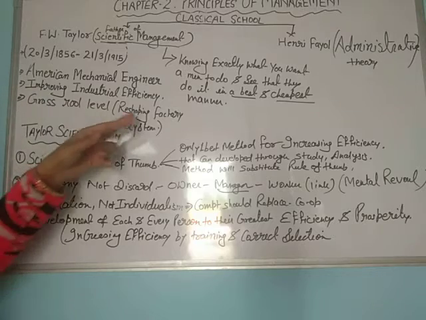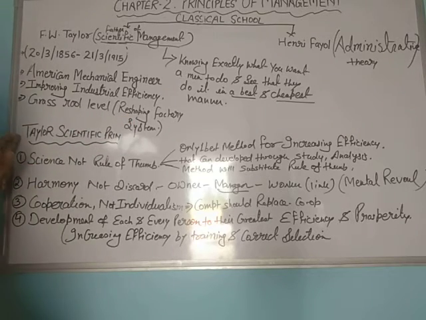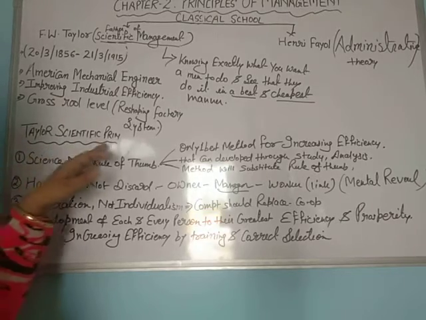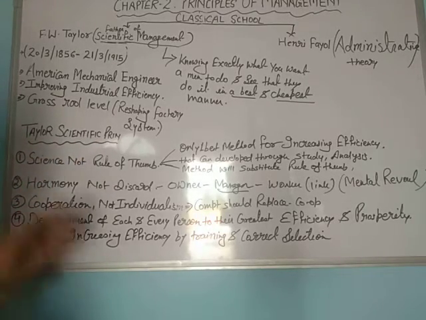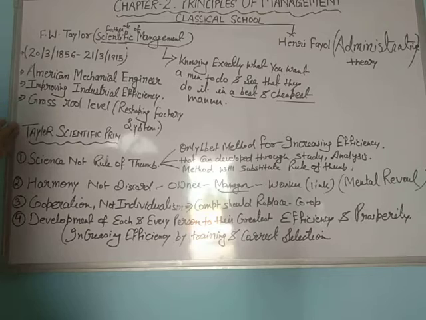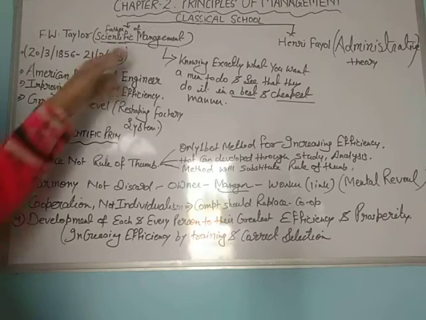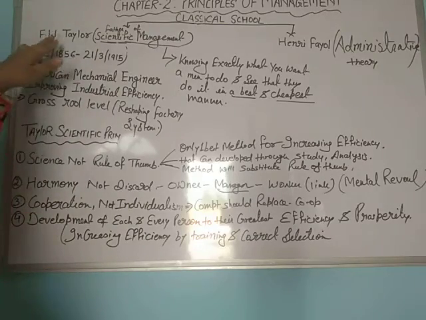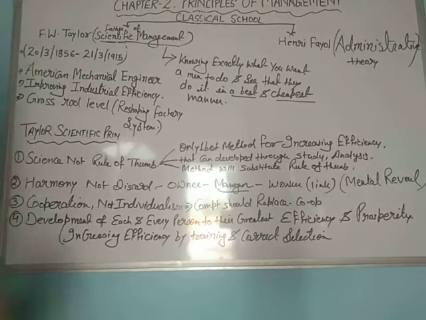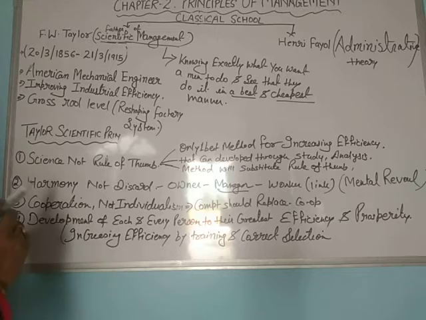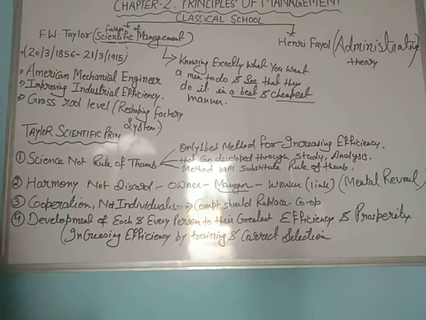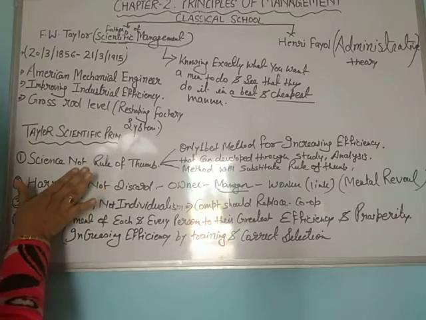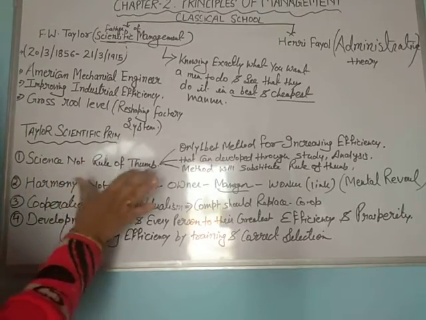Now for this reshaping of factory system, he has given certain principles also, which are called as the Taylor scientific principles, right? So we are going to discuss about the different Taylor scientific principles, or you can say the different scientific management principles which were given by F.W. Taylor. Now let's start with the first, and that is science not rule of thumb. Now this is just giving you an example here. If we just forget the word not, so we have science rule of thumb.